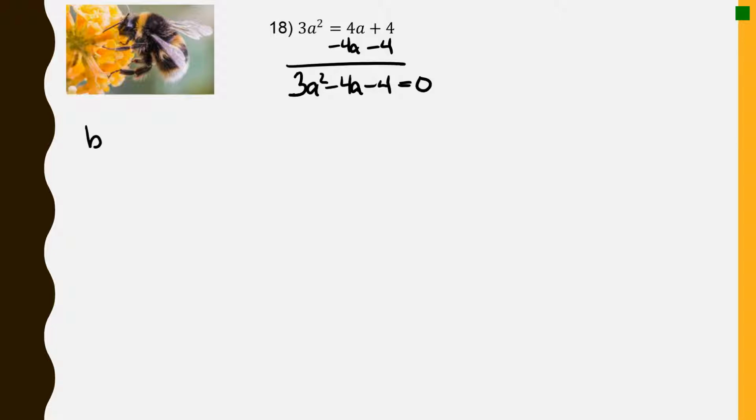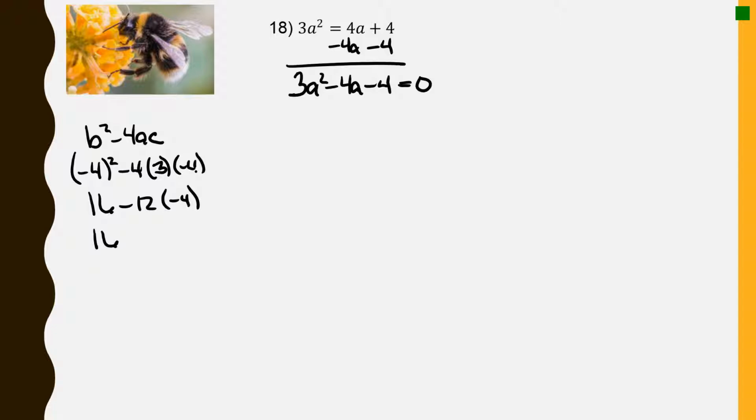Let's just do the discriminant here. There's a lot going on there. I don't see it right off the top of my head, so let's do it this way. Negative 4 squared minus 4 times a times negative 4. 16 minus 12 times negative 4. 16 plus 48 is 64. Oh, it would have factored. Okay, I know that because it's a perfect square.